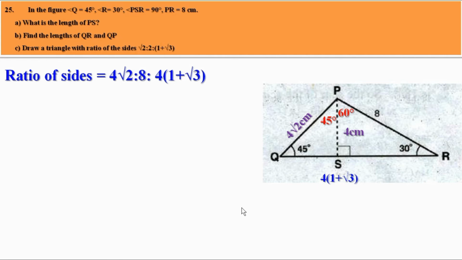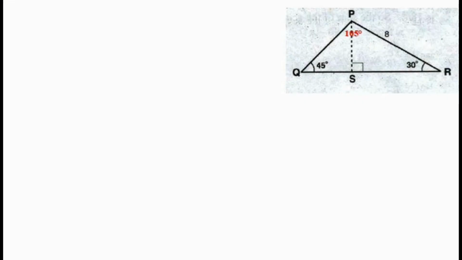Again, we can divide all the terms by 4. So we will get root 2 is to 2 is to 1 plus root 3. Now we have to draw a triangle with the ratio of the sides root 2 is to 2 is to 1 plus root 3. It's enough to draw this triangle. We know one side PR is 8 cm and the angles at the ends are 30 degrees and 105 degrees.